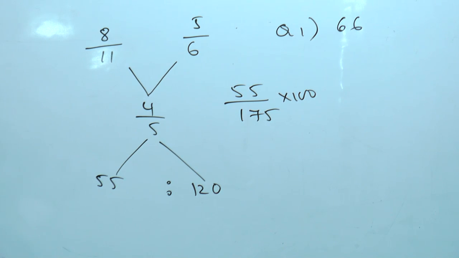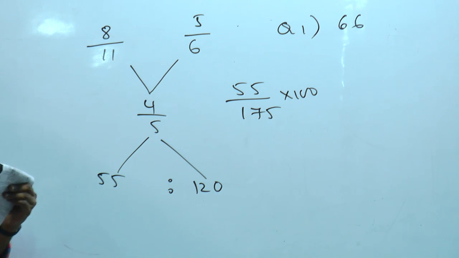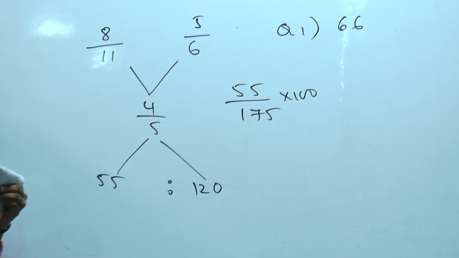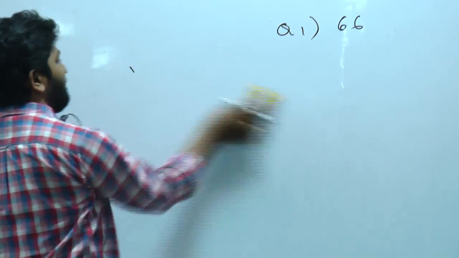Next, 33. A's salary becomes 15 by 8 times of the initial salary after increasing by some percentage, and then increasing by double that percentage the second time. So what is the percentage increase the second time? You are asked about the percentage increase the second time.